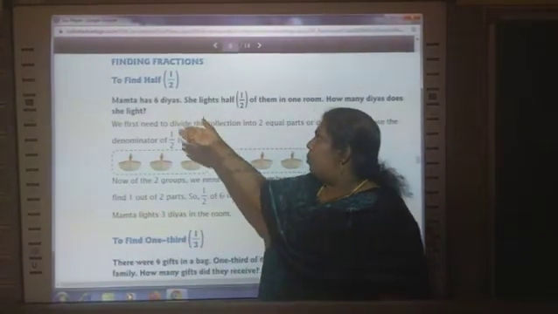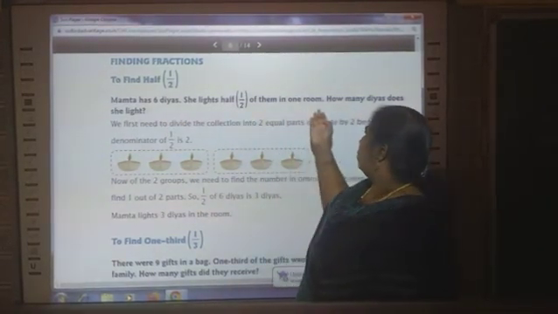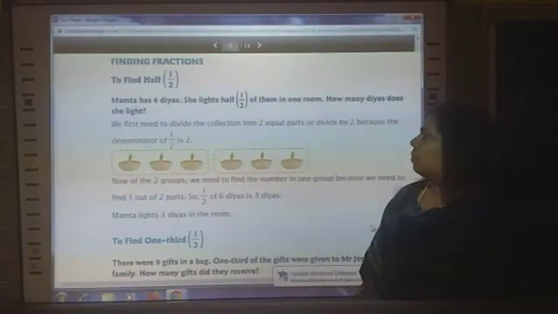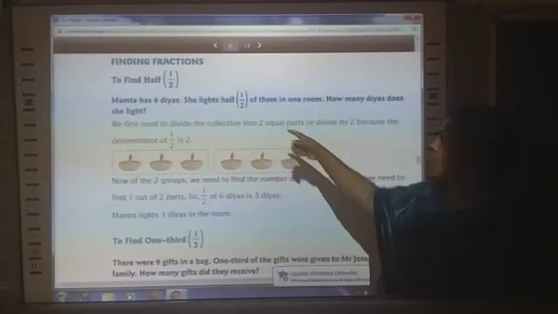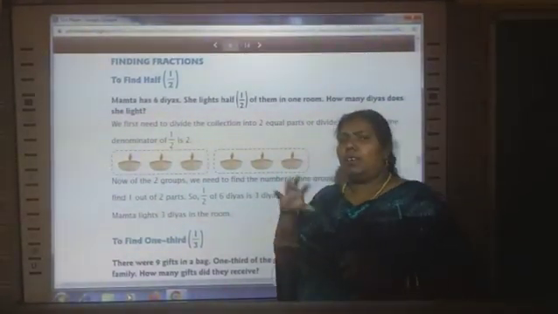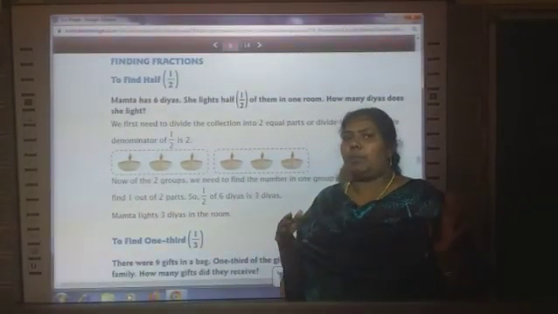See here, Mamta has 6 diyas. She lights half of them in one room. How many diyas does she light? What's the question? Mamta has how many diyas? 6 diyas. And she lights half of them in one room. Half of them means total number of diyas is how much? 6. Half means how much?